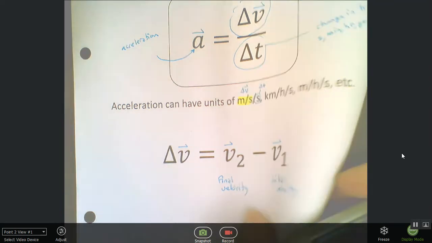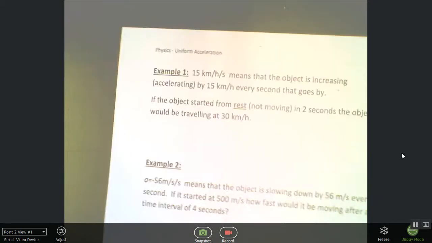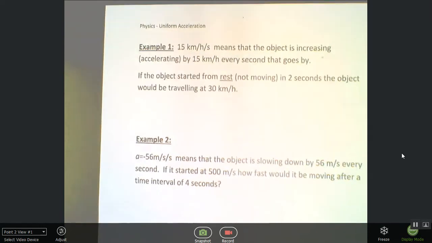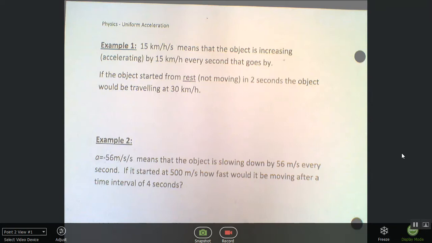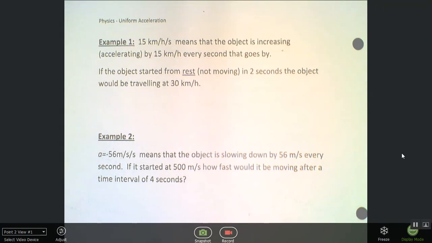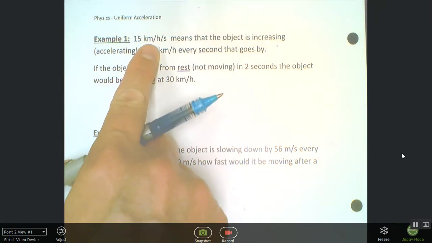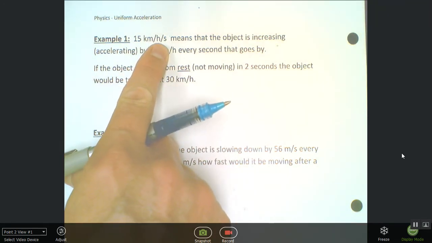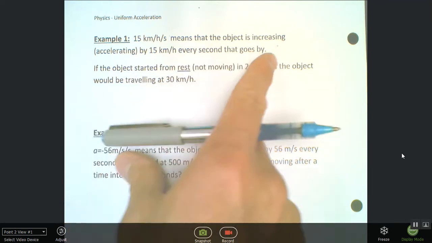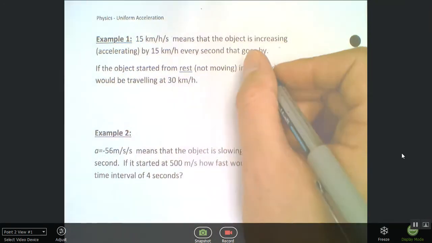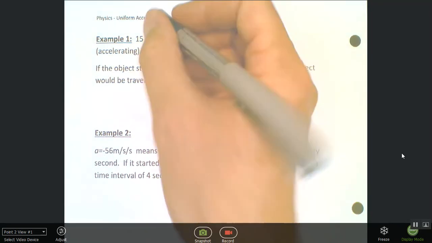All right, so we've got the key ideas, and now let's take a look at the back here and see if we can answer a couple basic questions about this. So let's take, for instance, a situation where we have an object that's moving at 15 kilometers per hour per second, meaning that it's increasing its speed by 15 kilometers an hour every second that goes by. Please read that sentence over and listen carefully to it to make sure you understand what the 15 kilometers per hour per second represents.